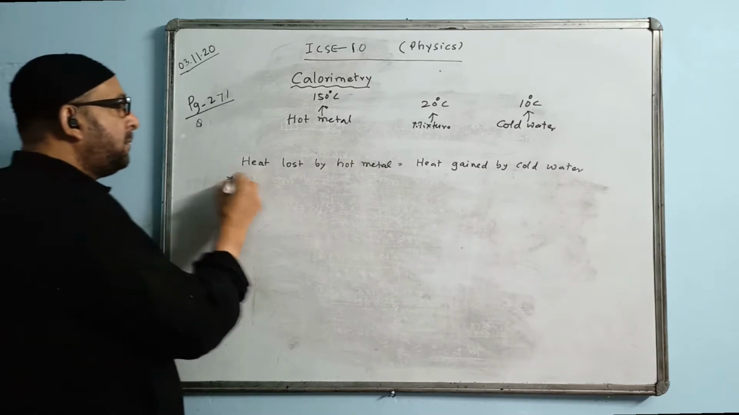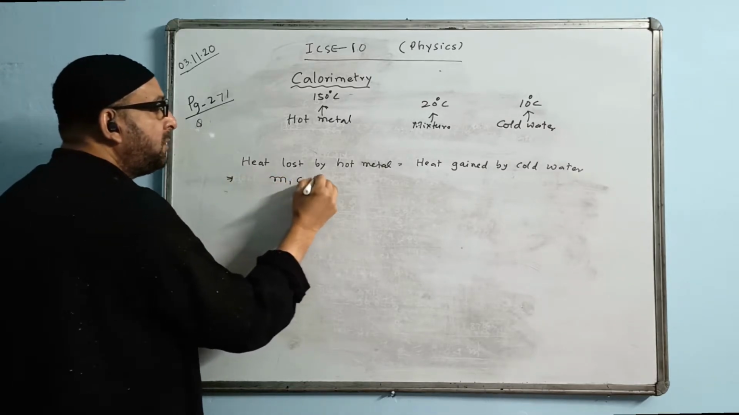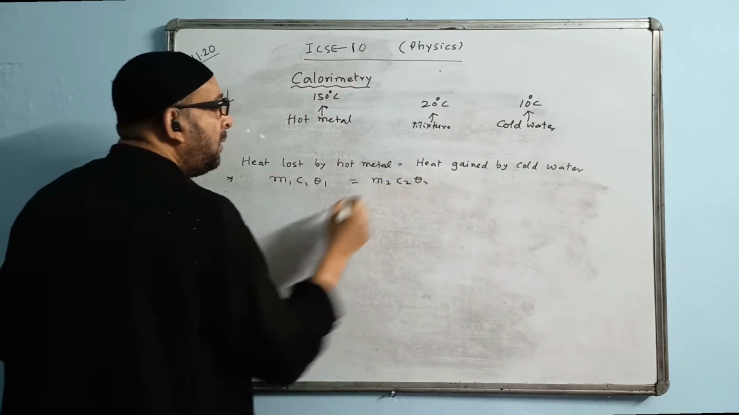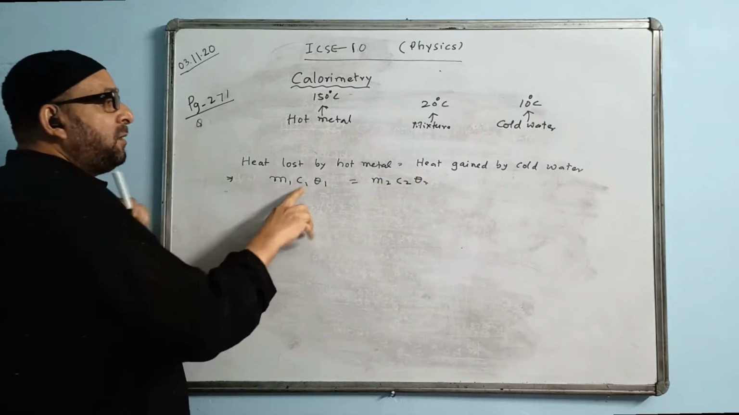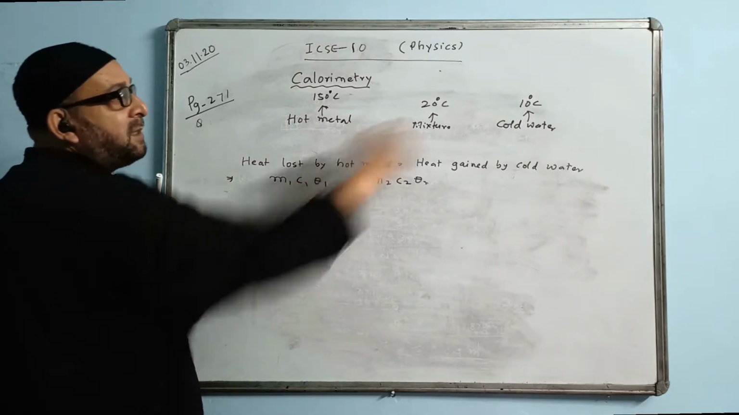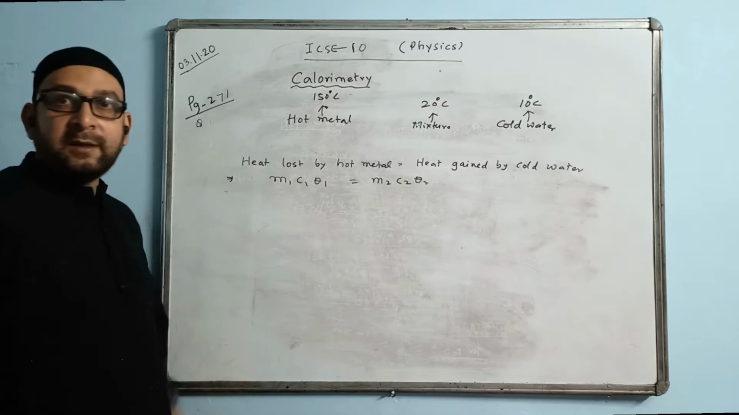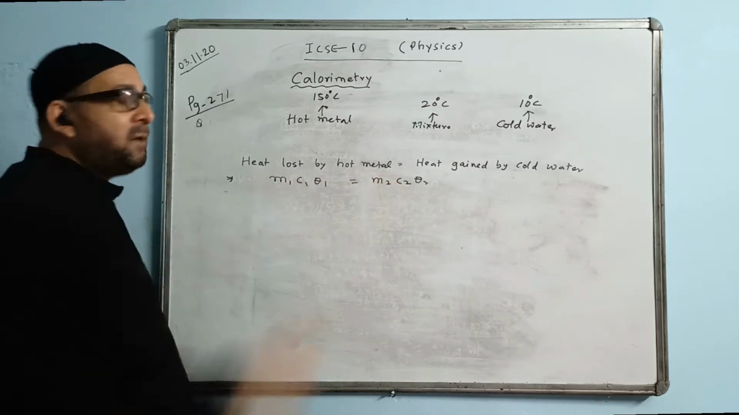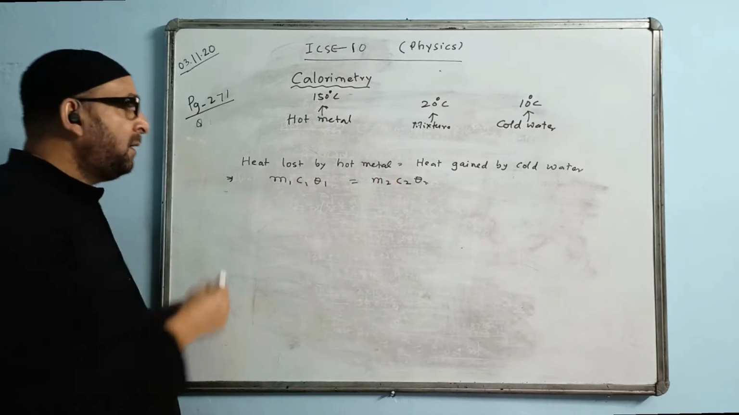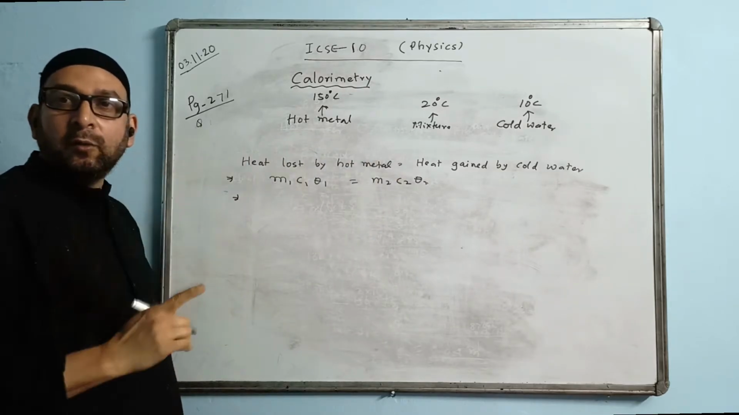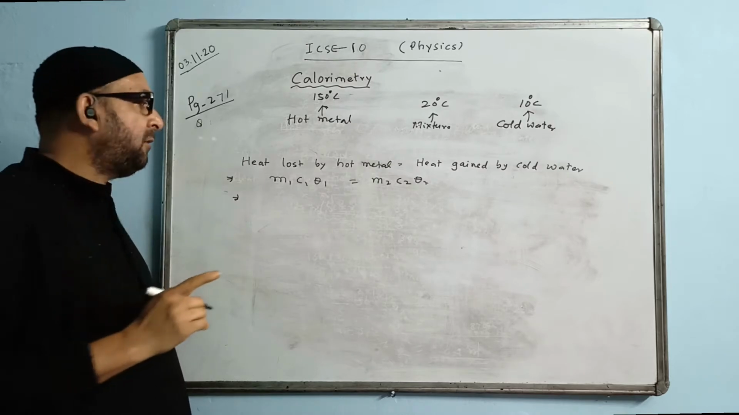Now I will write the equation: M1 C1 theta 1 equals M2 C2 theta 2. Don't write C1 again because they are two different things. This side is metal, that side is water, so I write C1 here and C2 over here. If they are the same thing, then we can write C1 on both sides. Now we will put the values, and in the equation only one thing is unknown, and we are finding the value of that.